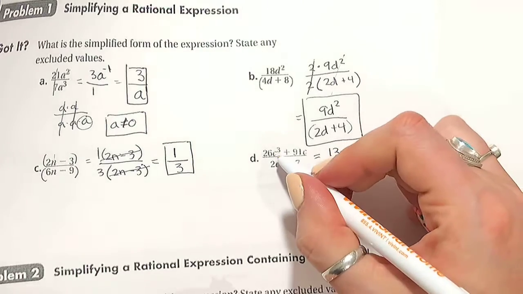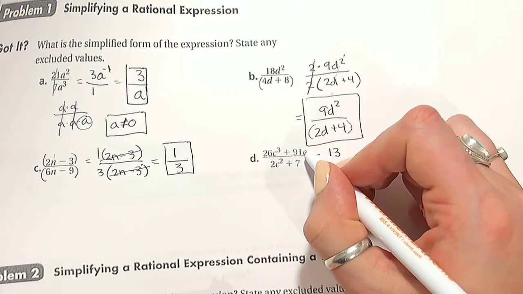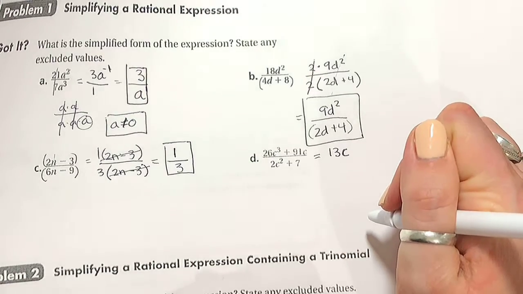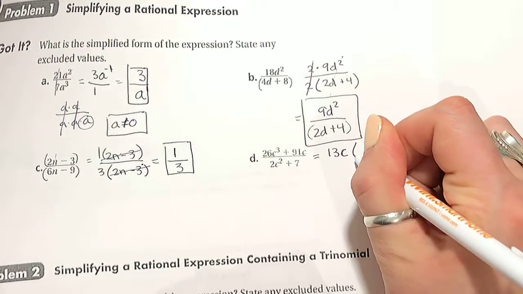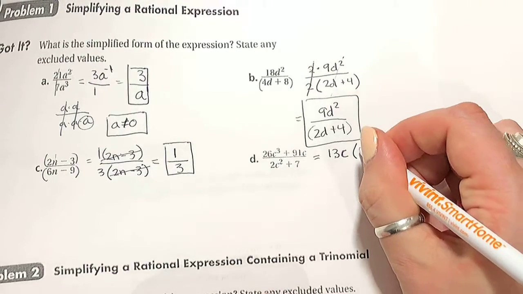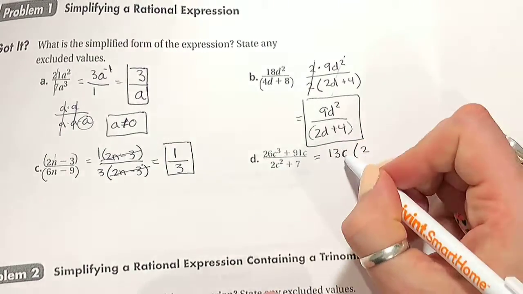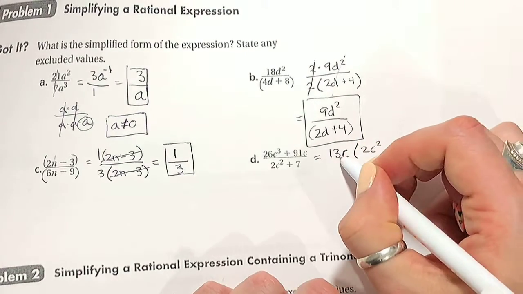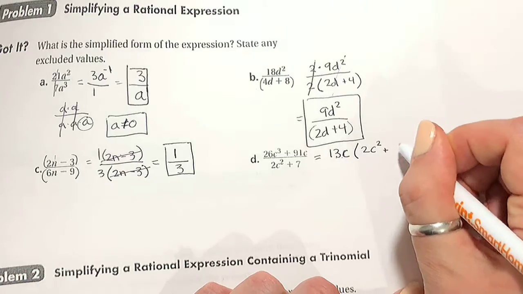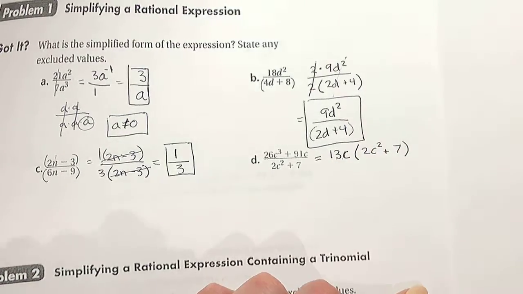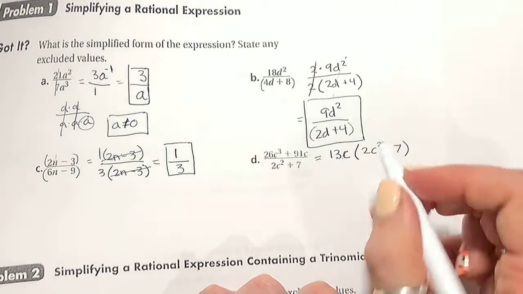And then we also have some c's we can take out since each term has at least one c, so we can take out a c from each. So our greatest common factor is 13c. So taking that out, 26c cubed divided by 13c is going to be 2c squared. And then 91c divided by 13c is going to be 7, and the c's just cancel. So we just get the 7 back.